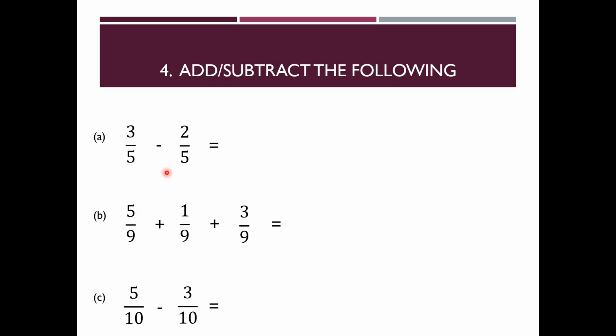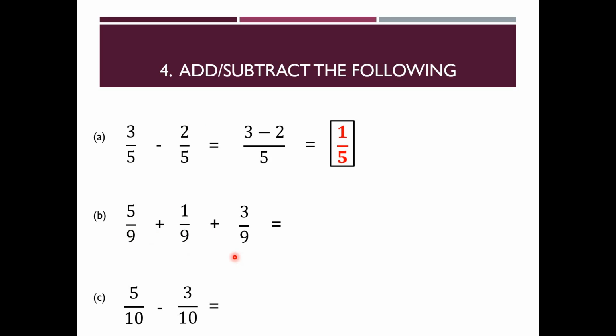Let's take the first one, 3 upon 5 minus 2 upon 5. What we see first is the denominator. The denominator is the same, yes. So now we just subtract the numerators, 3 minus 2, which gives us 1. So 1 upon 5 is the answer.